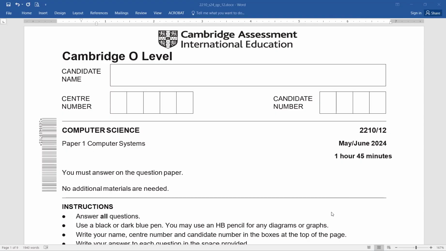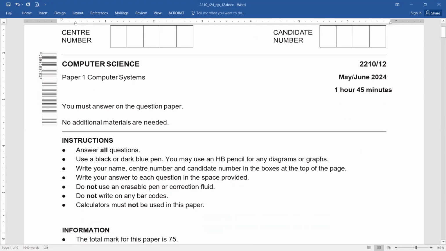You have to answer all the questions. You have to use a dark blue or black pen. You are allowed to use HB pencil for drawing the diagrams or any graphs. You have to write your name, center number, and candidate number in the boxes at the top of the page. You have to answer all the questions in the given space. Do not use an erasable pen or correction tool, so please do not take it with you at all.